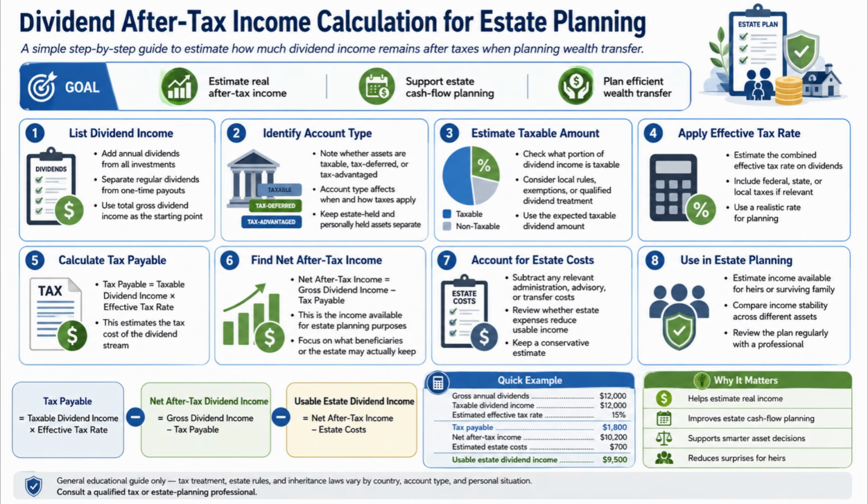Suppose gross annual dividends are $12,000. If the full taxable dividend income is also $12,000 and the estimated effective tax rate is 15%, then the tax payable would be $1,800. This leaves net after-tax income of $10,200. Then, if estimated estate costs are $700, the usable estate dividend income becomes $9,500. This is the figure that better reflects the actual income available for estate planning purposes.